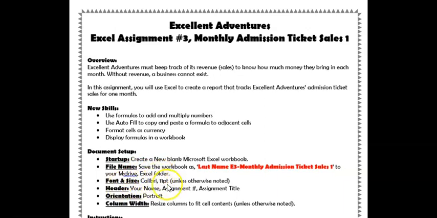Your font should be Calibri 11 unless otherwise noted, and that's the default size. At the end, you're going to need to put in your header with your name, assignment number, and assignment title. Our orientation is portrait, and we need to resize those column widths to fit the cell contents. So that's it. Here we go.